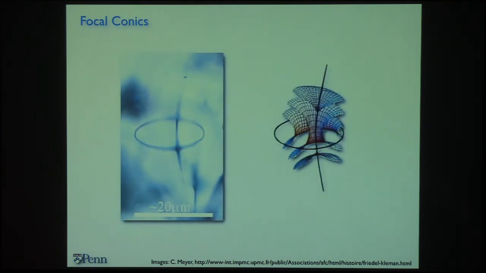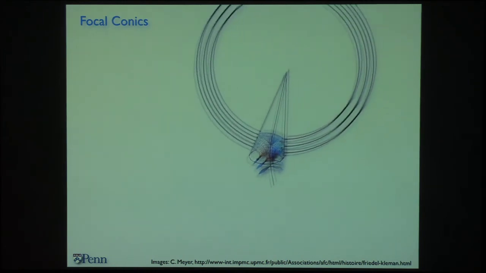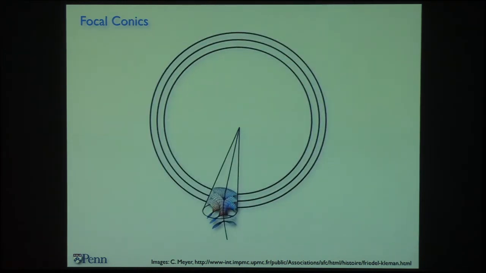And what's it good for? It turns out that you can take this focal conic domain and you can put it in a cone. And what Friedel understood a long time ago was that you can take concentric spheres and you can take a wedge, a conical wedge, out of the concentric spheres and shove this thing in. And when you shove it in, the layers here match the layers here. They're tangent, they're parallel to each other. So there's no discontinuity in the direction of the molecules.